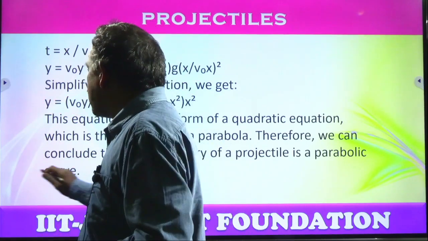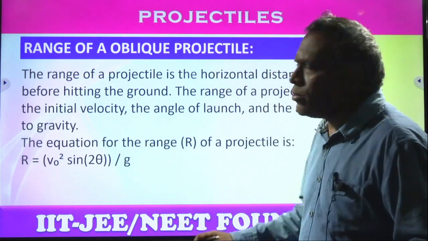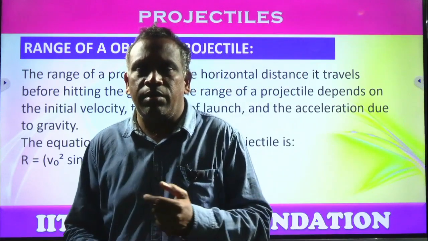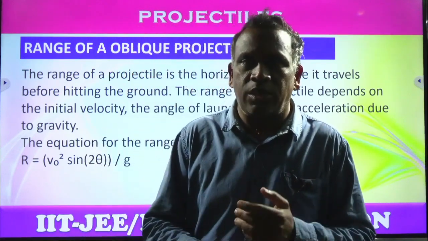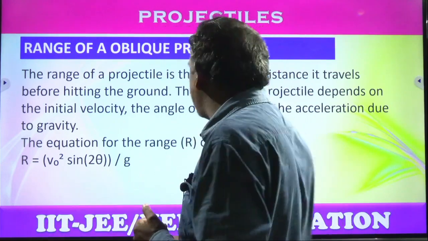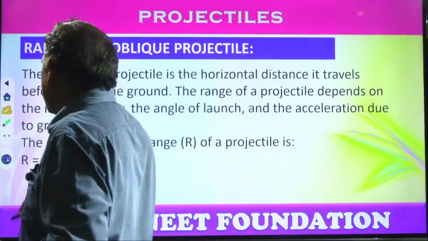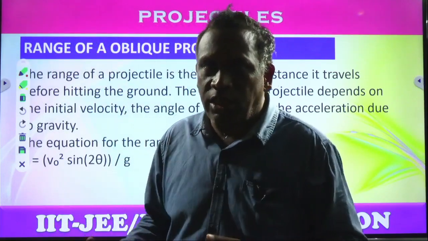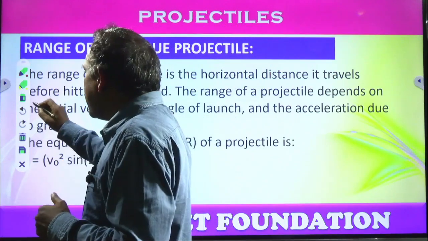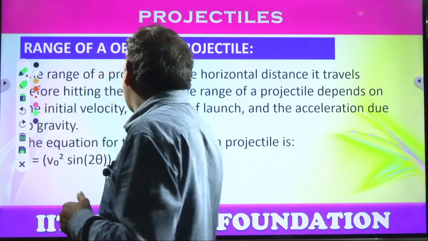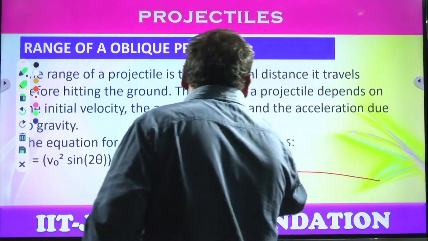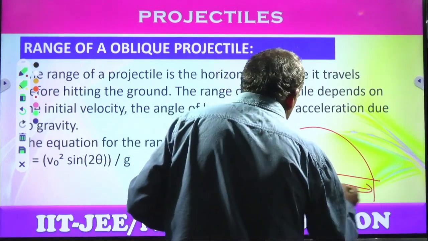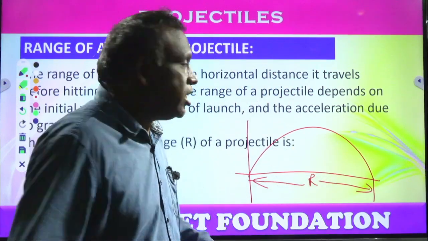See, coming to the next slide, the range of a projectile. What is meant by range? Range is nothing but the maximum distance between the initial and final points of a projectile. See, if you take the greatest distance between where the object is launched and where it reached, that distance we call the range. If this is a projectile, this distance is called range.